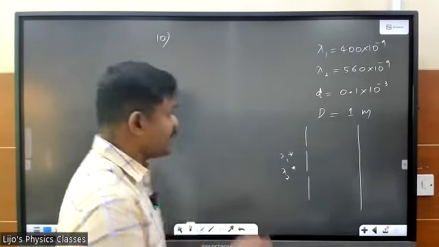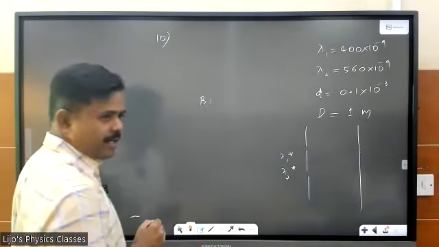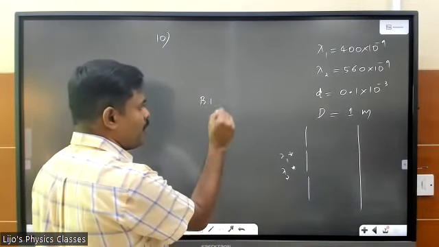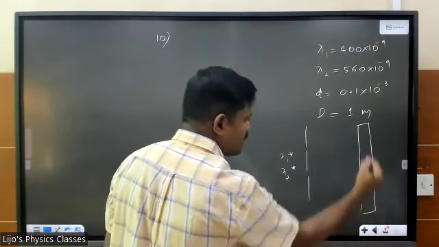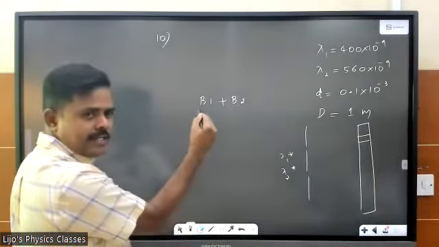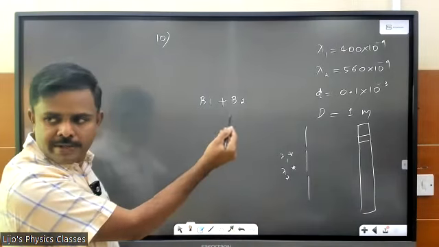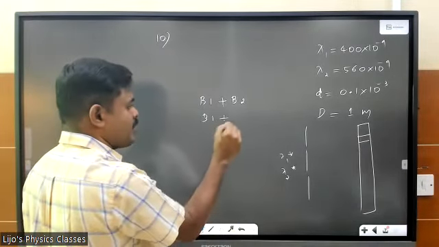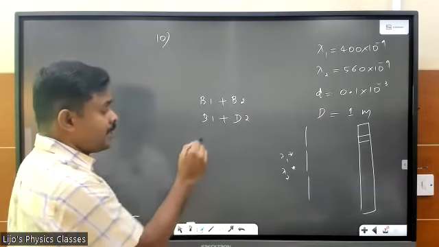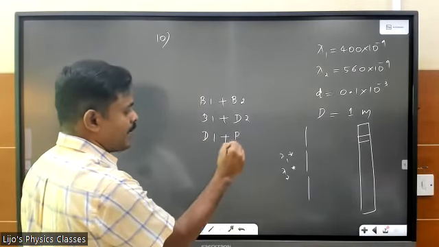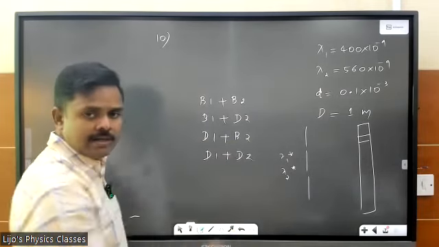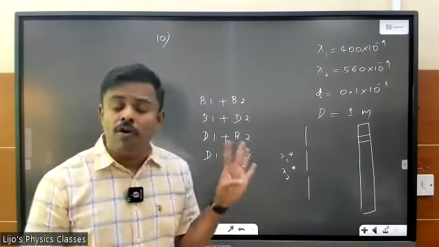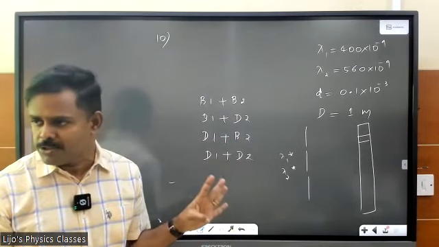So what are the possibilities? Bright band of first light may fall on bright band of second one. So on the screen, there can be a location where bright of first light falls on bright of second one. Bright of first one falls on dark of second. Dark of first may fall on bright of second one. Dark of first may fall on dark of second one. So that leaves us with 4 types of bands on the screen, 4 possibilities.